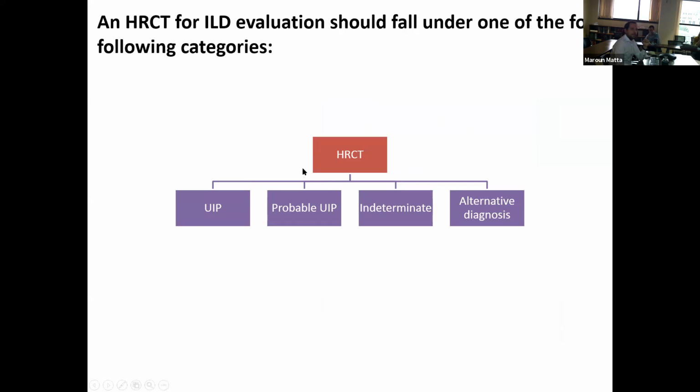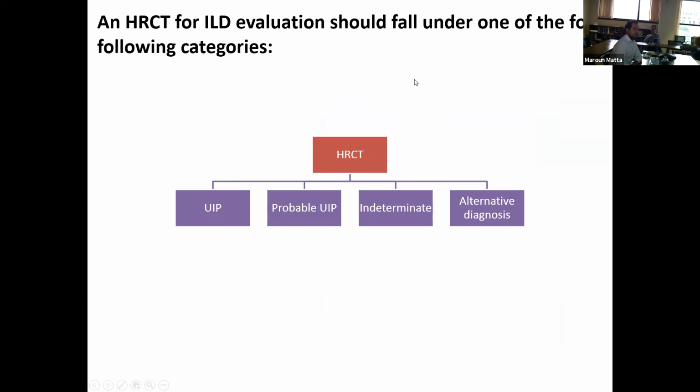When you get that CT, it's going to divide into four different categories. If you have a good radiologist, and if you don't, you may get a read that says CT consistent with ILD, which is not a good read because you ordered it for ILD. But if you have a chest radiologist actually looking at your CT scan, they should give you one of those four answers. It's either going to come back as UIP, or probable UIP, or indeterminate for UIP, or an alternative diagnosis.